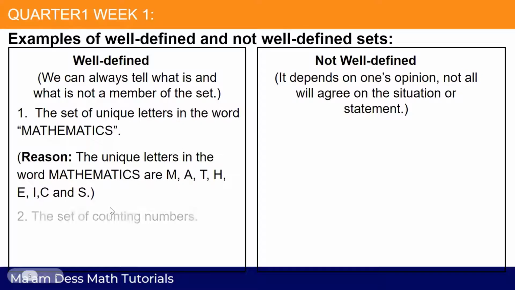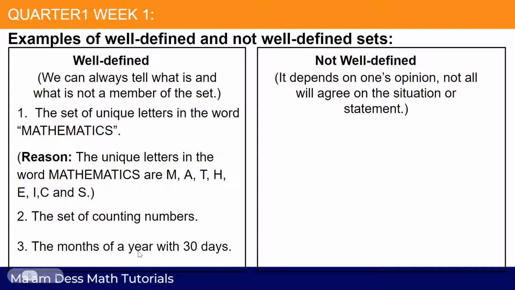Number 2, the set of counting numbers. Okay? We will not say letters since the phrase here is a set of counting numbers. So you will not answer letters, right? So of course, our answer is counting numbers. And then, counting numbers start from 1, 2, 3, and so on. Okay? So remember, counting numbers start from 1.